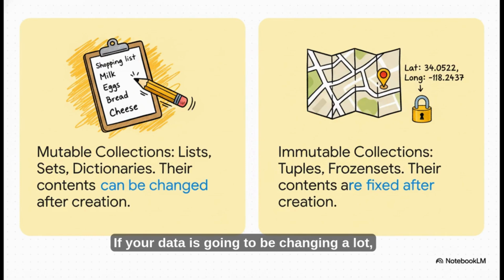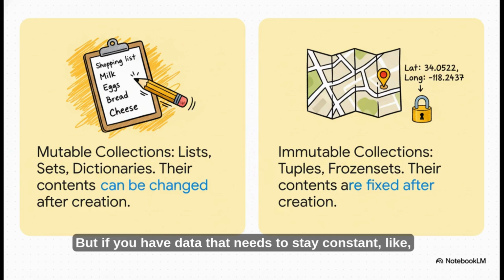If your data is going to be changing a lot, you probably need a list. But if you have data that needs to stay constant, like, say, GPS coordinates, a tuple is way safer, and it's even a bit faster.